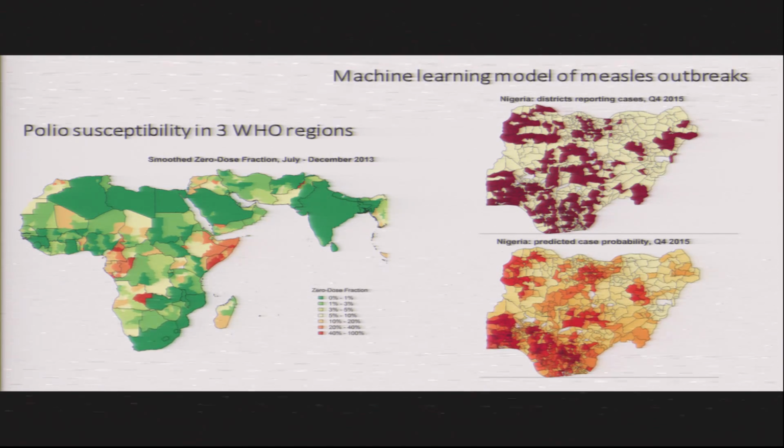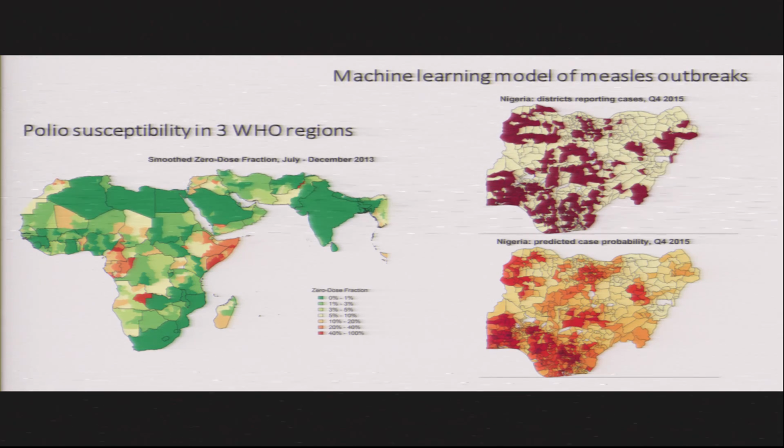My group has also been able to do this for other diseases and other geographies. I think the same type of approaches work really well in many other areas. For example, here on the right is a machine learning model of measles outbreak in Nigeria. And it's showing on the top where the cases have been reported in Q4 2015 compared to what the model predicted for the same period. And this was a simple random forest model with disease surveillance as the main predictor.